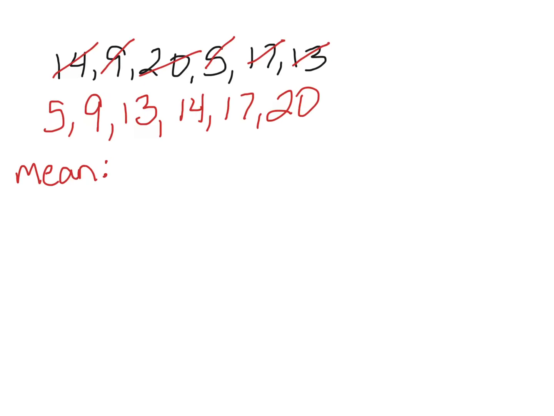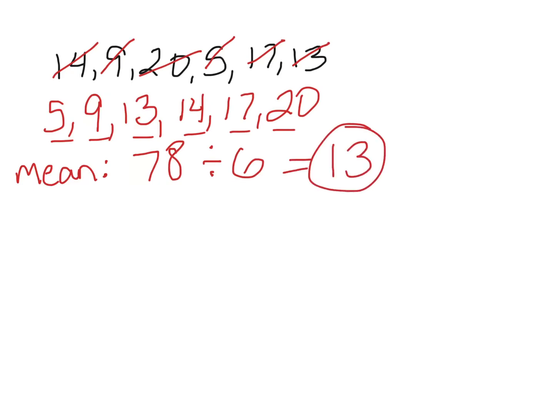All right, so let's find the mean of this set of numbers. So I'm going to add these numbers up together. 5 plus 9 plus 13 plus 14 plus 17 plus 20 equals 78. And then I'm going to divide the sum of the numbers by the total amount of numbers that we have. So 1, 2, 3, 4, 5, 6. And when I plug that in my calculator, my answer is 13. So that is the mean.